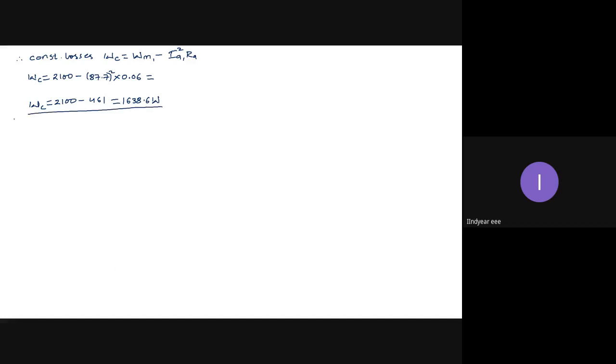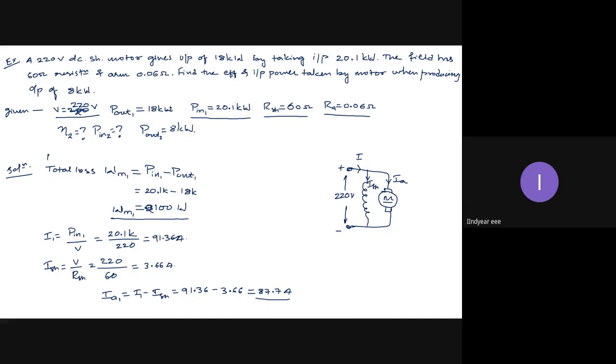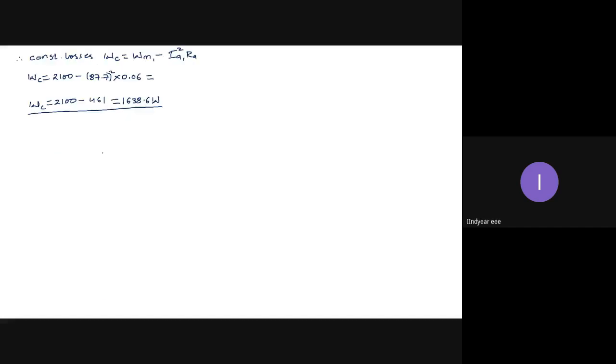This is the first case. Second case. In second case, P out 2 is equal to 8 kilowatts. Here, neither do I know the line current nor the armature current. So getting copper losses in second case is not straightforward.